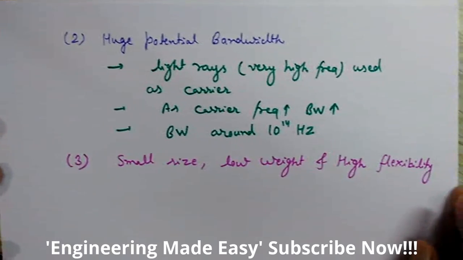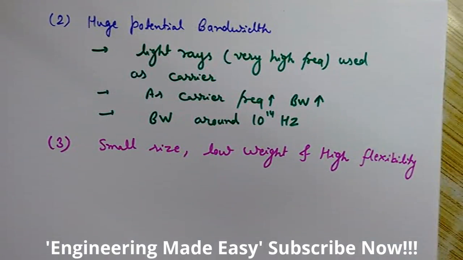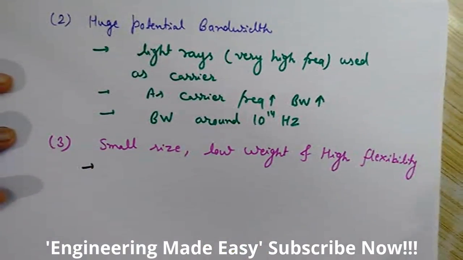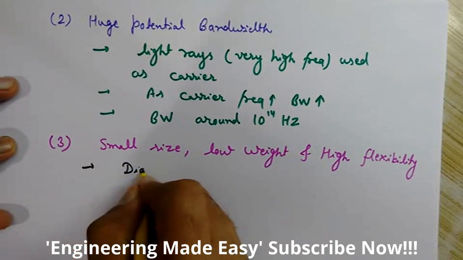Okay, this is our third point. A few points that come under this category are its diameter is very small, which is slightly thicker than the human hair.